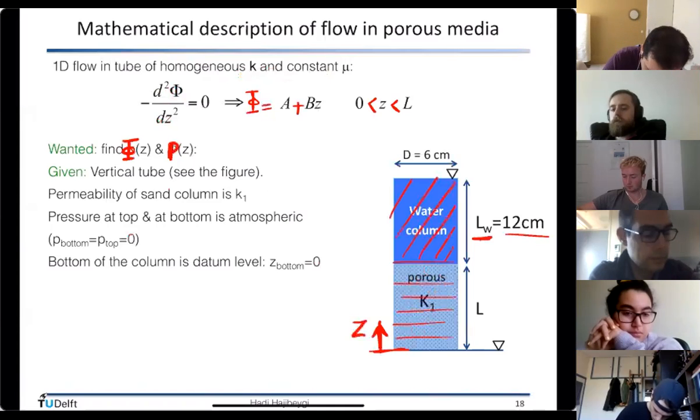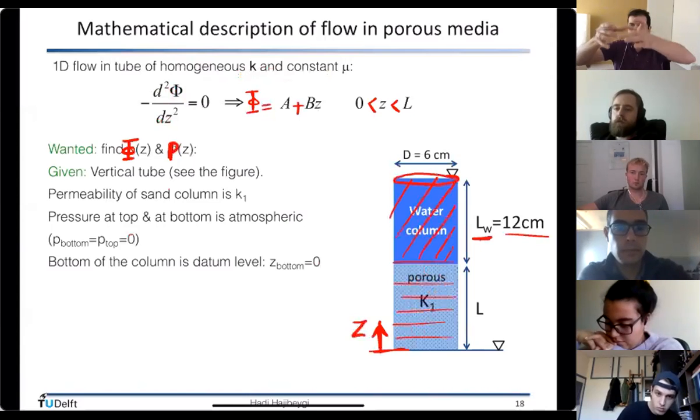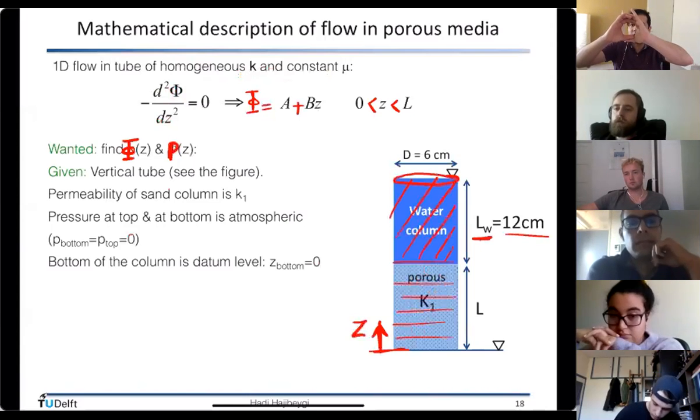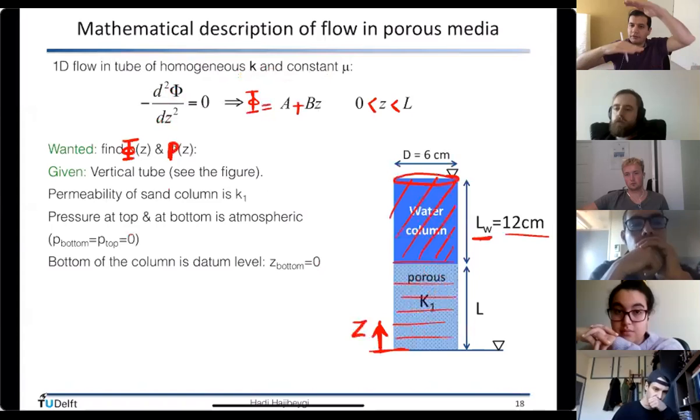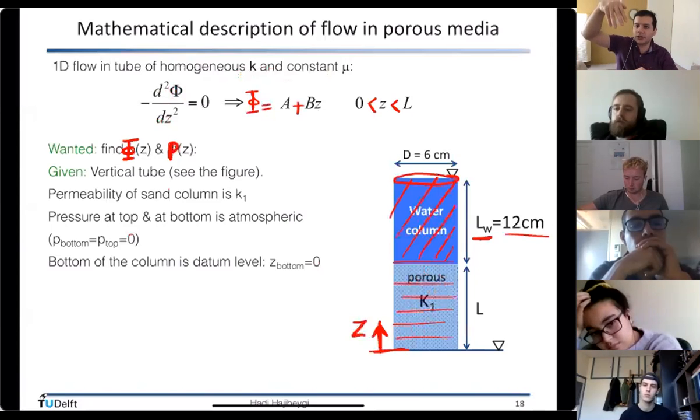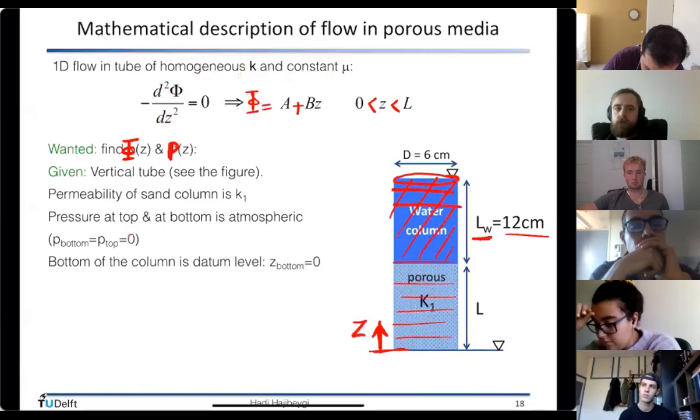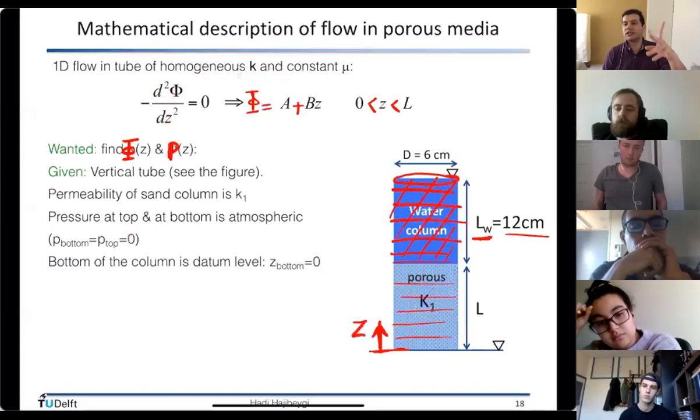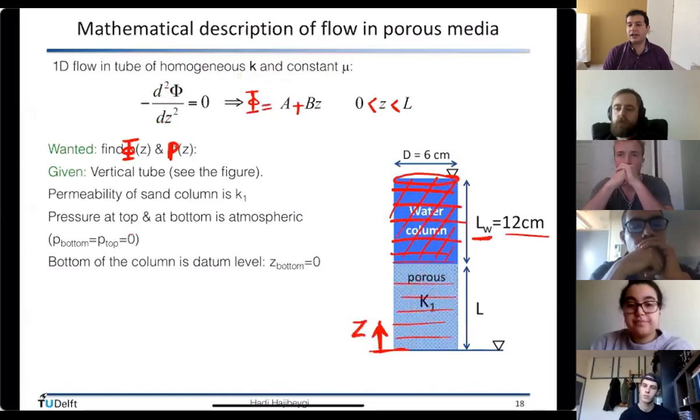Especially the diameter of this tube is 6 centimeter. So it's this big, 6 centimeter. I have a tube. First part of it is water. The second part is porous medium. Imagine it's a filter. So water should pass through this porous medium. At the end, it will be purified. And we want to design this filter. And so we want to know what's the potential at all cross sections as a function of z, what's the pressure at all cross sections, and what's the velocity.